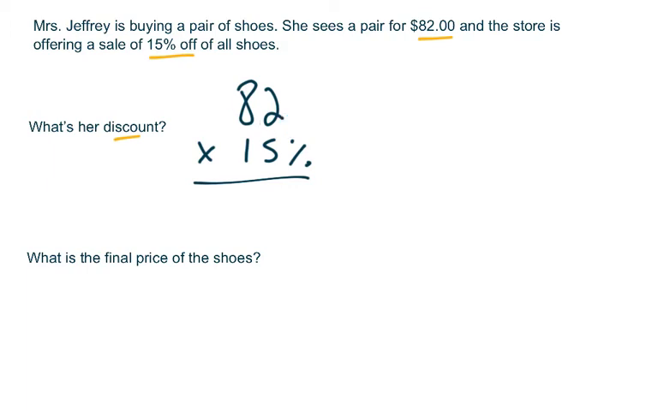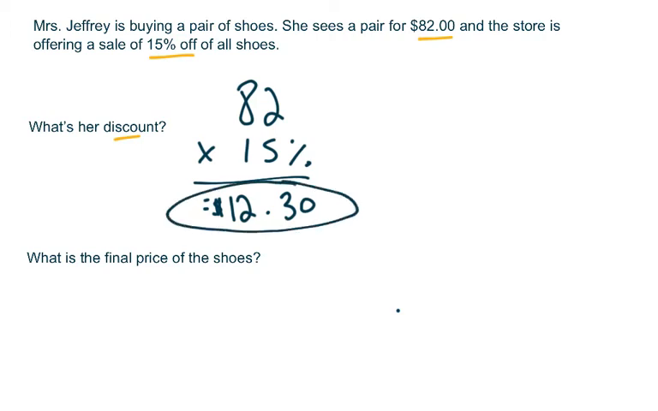You do that by multiplying. So we find out her discount by multiplying the percent times the original price. You can use a calculator for this. I got 1230. This is the same thing as $12.30 because this is a money problem. So $12.30 is 15% of 82. That is her discount. This is what she gets to take off. She gets to subtract $12.30 off of the $82 pair of shoes.